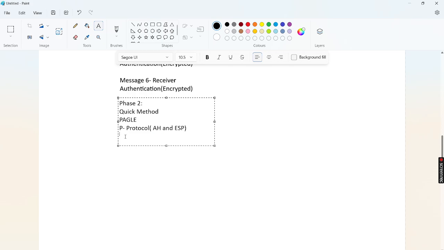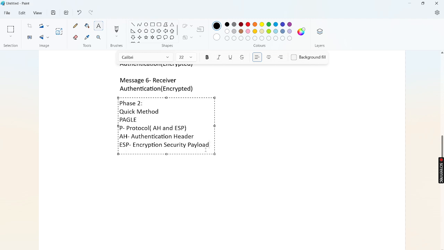AH is an authentication header, and ESP is encryption security payload. These are the two protocols that are going to be negotiated, where AH means authentication header and ESP means encapsulating security payload.